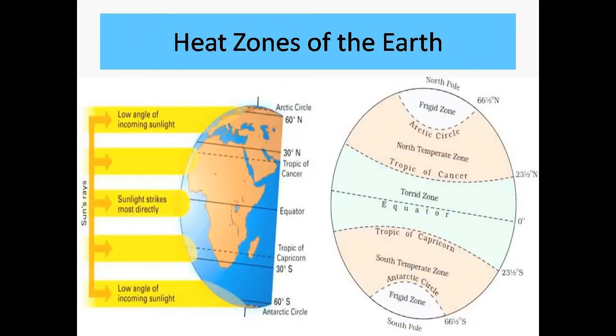Students, you know that Earth's surface doesn't get the same amount of heat from the sun. It happens because the distance of the Earth's surface from the sun varies due to the curvature of the Earth. On the basis of the heat received from the sun, we have three heat zones or temperature zones of the earth. Those are torrid zone, temperate zone and the frigid zone.